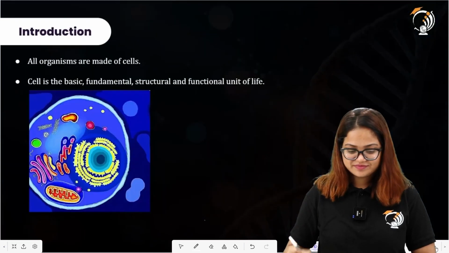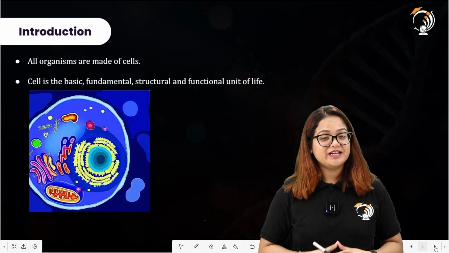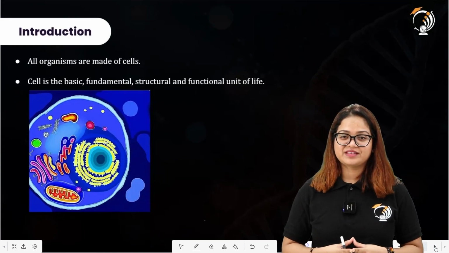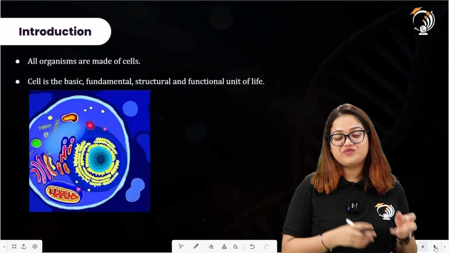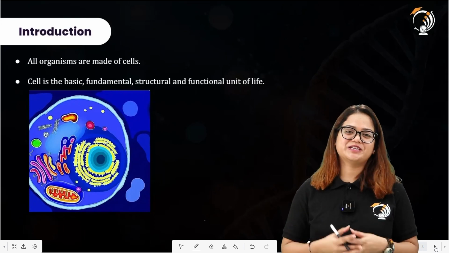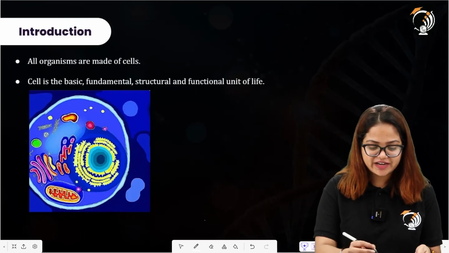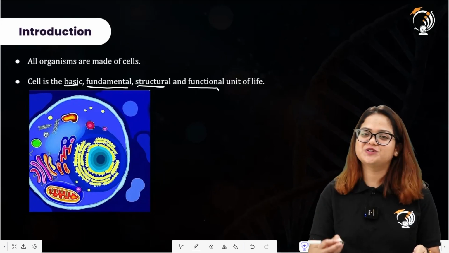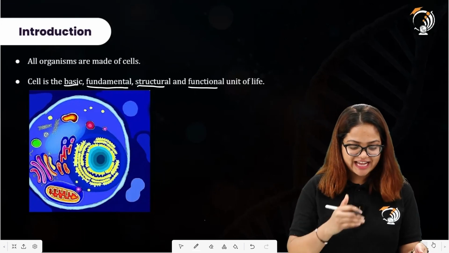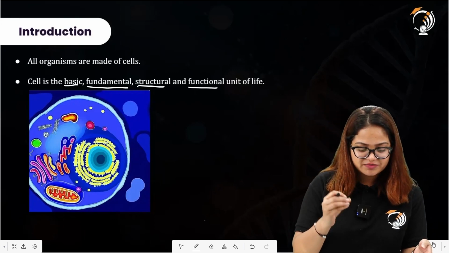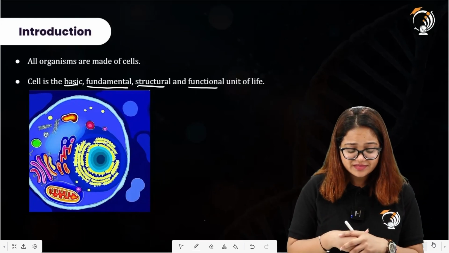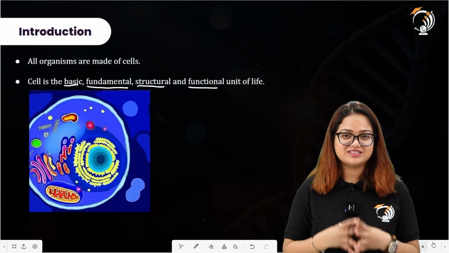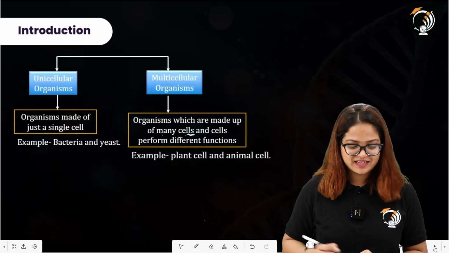All right. So all organisms are made of cells. Every organism has a living cell in it. The cell is the basic, functional, structural and fundamental unit of life. We have defined here that the cell is the basic, fundamental, structural and functional unit of life. So we have this diagrammatic representation. Let's not get very confused about what these structures are. We are going to study these structures in this session only.